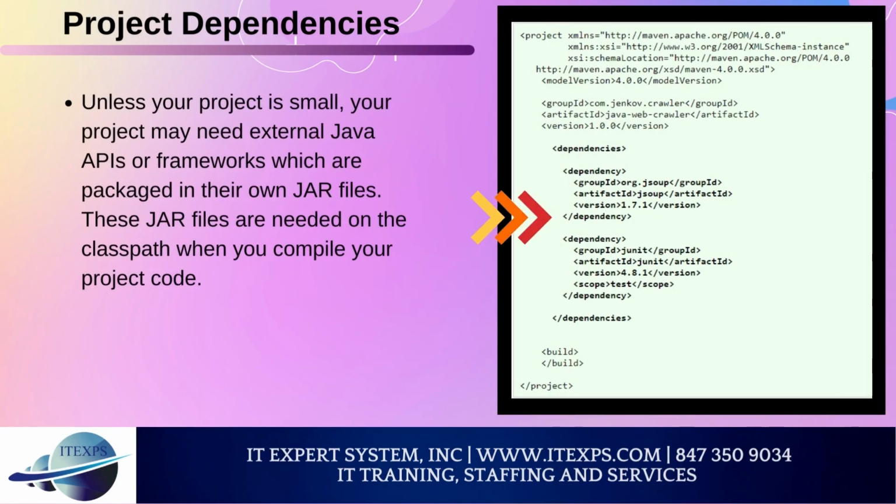Project dependencies. Unless your project is small, your project may need external Java APIs or frameworks which are packaged in their own jar files. These jar files are needed on the classpath when you compile your project code. Keeping your project up to date with the correct versions of these external jar files can be a comprehensive task. Each external jar may again also need other external jar files, etc. Downloading all these external dependency jar files recursively and making sure that the right versions are downloaded is cumbersome, especially when your project grows big and you get more and more external dependencies.